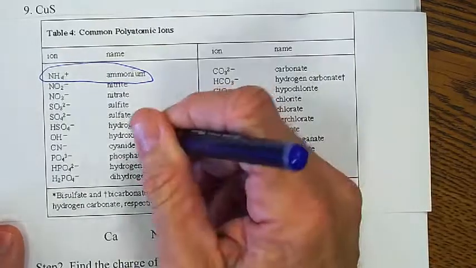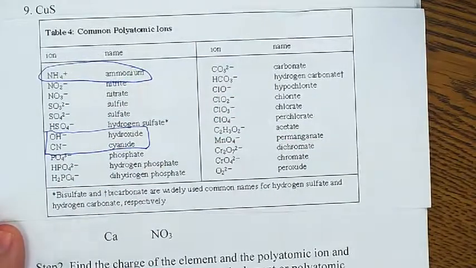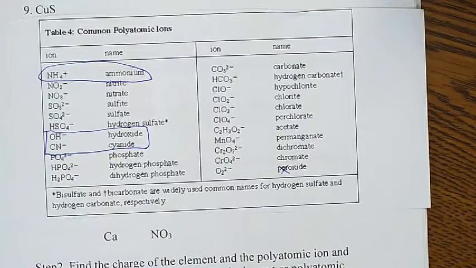There are two exceptions. You just have to remember these. Hydroxide is OH, and cyanide is CN. You don't have to worry about peroxide, so don't worry about that one. But those are two polyatomics that actually end in IDE. So they're the exception. All the rest of them end in ate or ite.